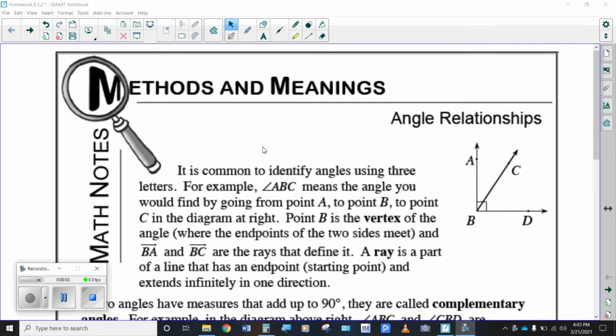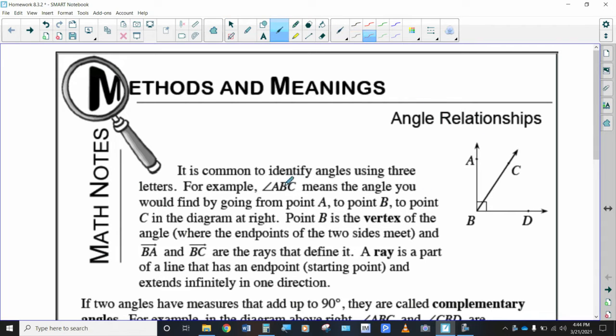Alrighty, let's take a look at our homework for lesson 8.3.2. We're going to start off with M&Ms for angle relationships. It says it is common to identify angles using 3 letters. For example, angle ABC means the angle you would find by going from point A to point B to point C in the diagram here. All right, so I don't like that explanation. This is the explanation I like.